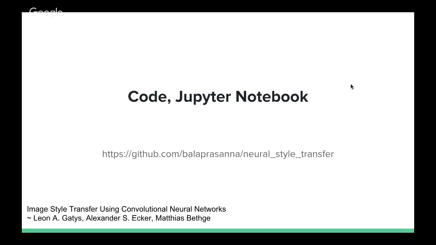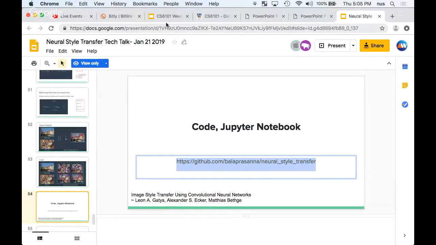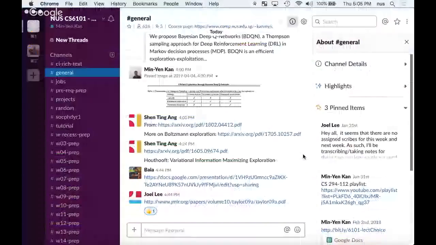Yes. Okay, I will share this code. You can have a look at it. You can put it on Slack and invite some people if you'd like. Yeah, sure. I think Bala came from the previous class where we also did a little bit of vision and style transfer. That was part of the earlier 6101.